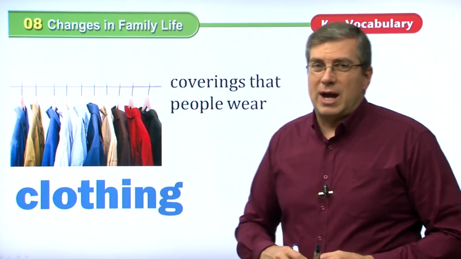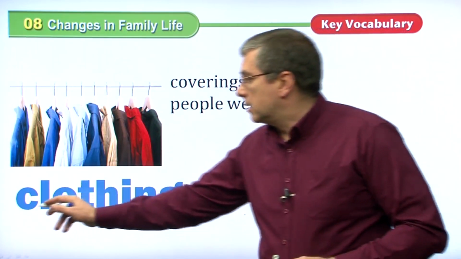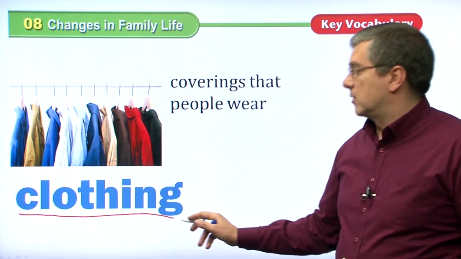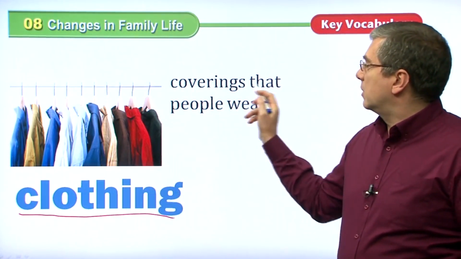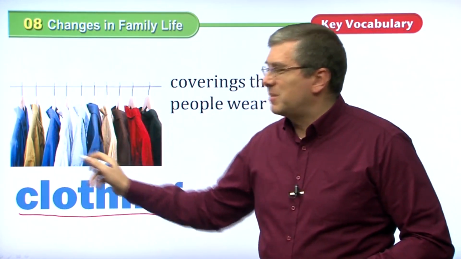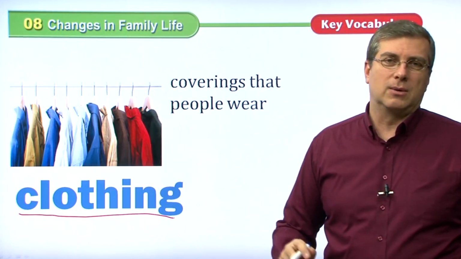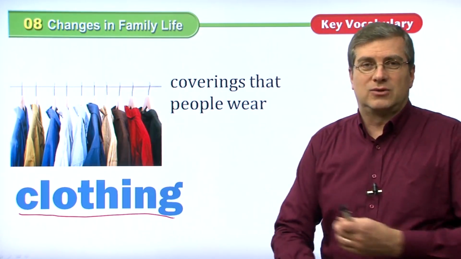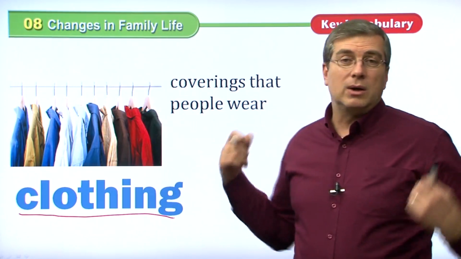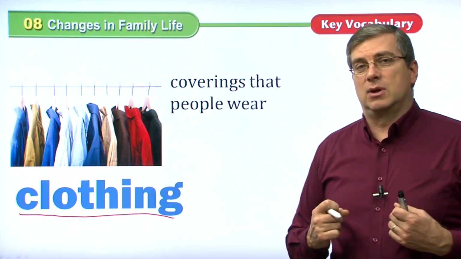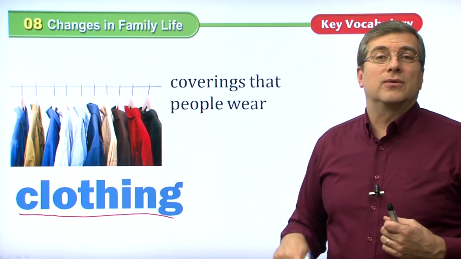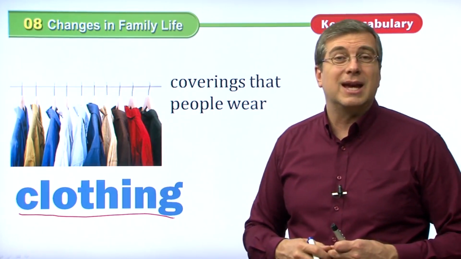Okay. Before I talked about dress, now we're talking about clothing. Again, dress is a type of clothing. Clothing is just coverings that people wear. And of course, there are many types of clothing, right? I'm wearing a shirt. That's one type of clothing. You could wear a jacket. That's another type of clothing. Even the shoes on your feet, we consider that as clothing as well.